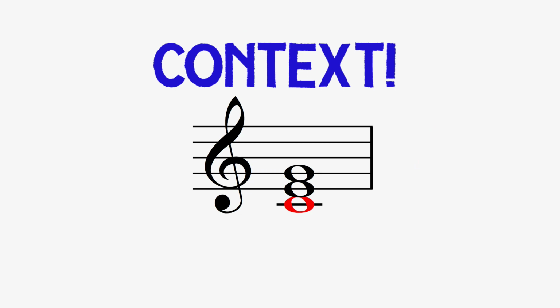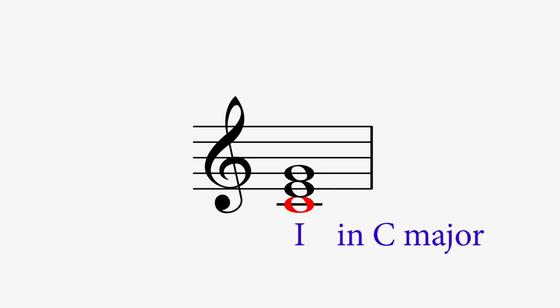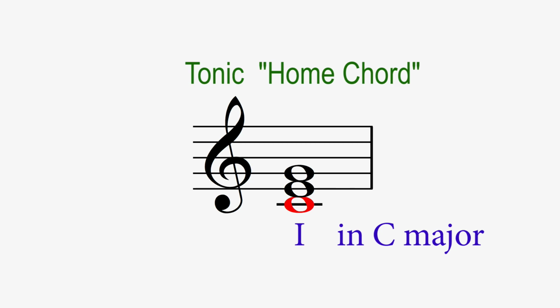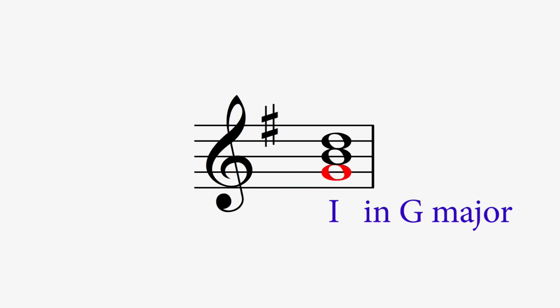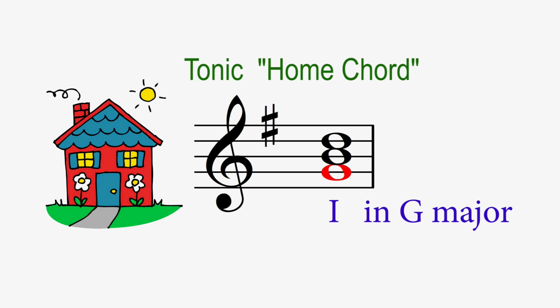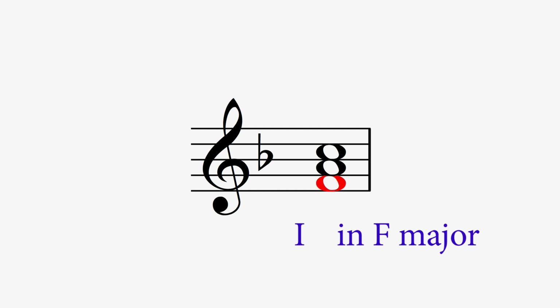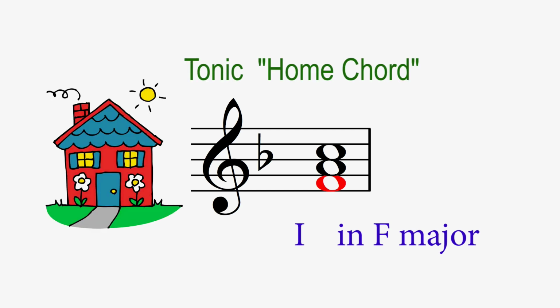Context. Every Roman numeral has a function in a certain key. For example, the C major chord in C major is a 1 chord. It's the tonic or the home chord, the chord that usually begins and ends a piece. A 1 chord in G major will have different pitches, but the function or the context will be the same. It's the home chord. In F major, the pitches are different, but the function is the same.